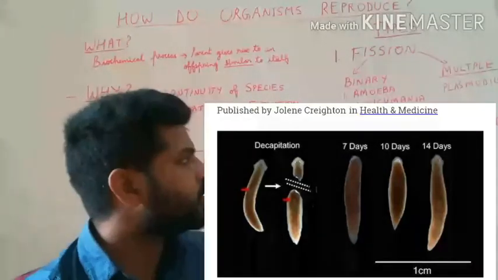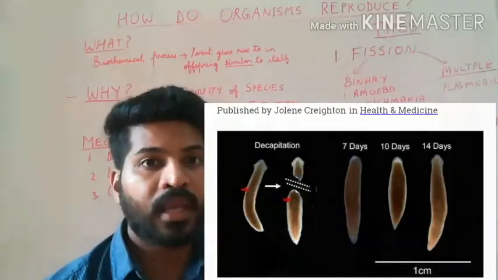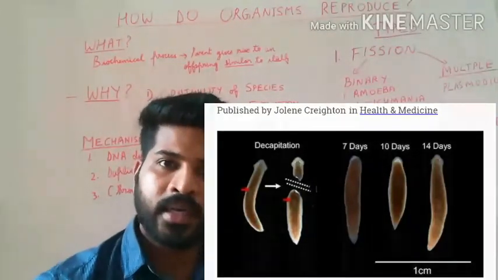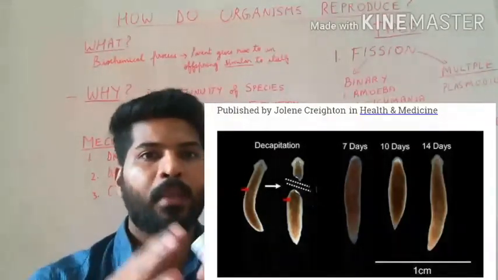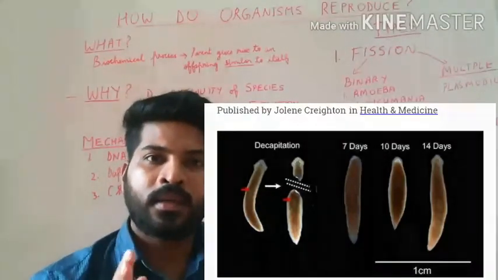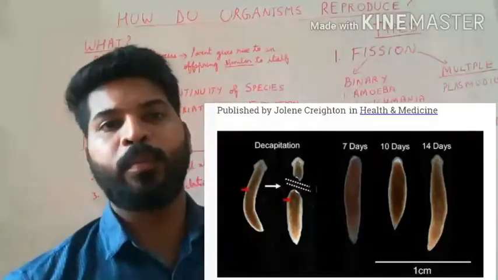Now this regeneration is because of the presence of specialized regenerative cells. These regenerative cells undergo division and produce a mass of cells. From this mass of cells, differentiation then takes place, producing a new planaria.